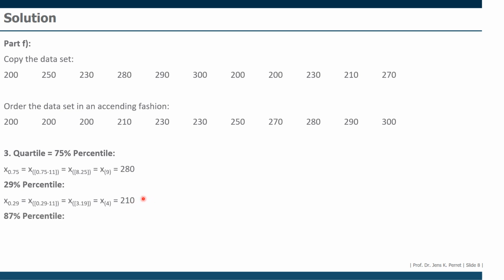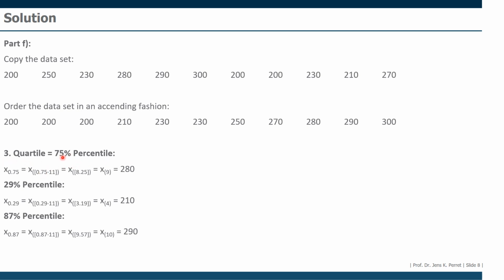Then the final part, the 87% percentile. We are going to calculate 0.87 times the 11 observations, giving us 9.57, rounded up is 10, and the 10th observation in this data set is the 290. So what we saw from this exercise, usually it's the same process.